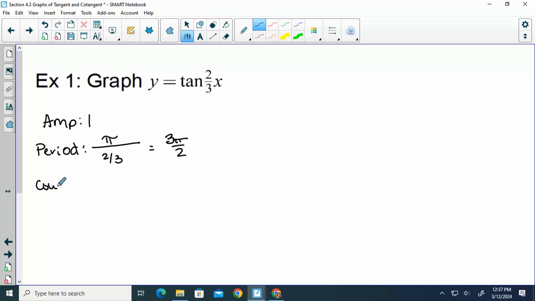Okay, count by is going to be the same. We want to split it up into 4 quadrants essentially, even though we're not really doing 4 quadrants, it will give us the number of nice points that we needed. So we'll take our period divided by 4. 3 pi over 8.